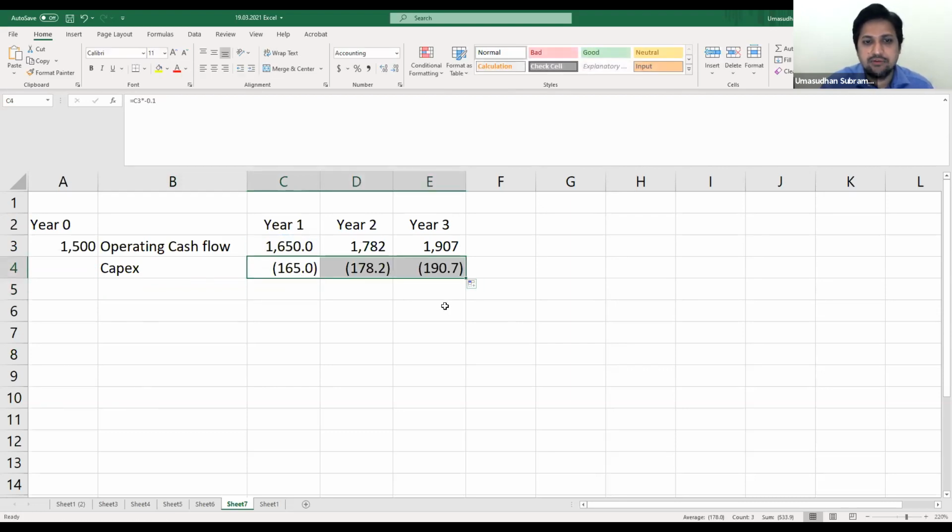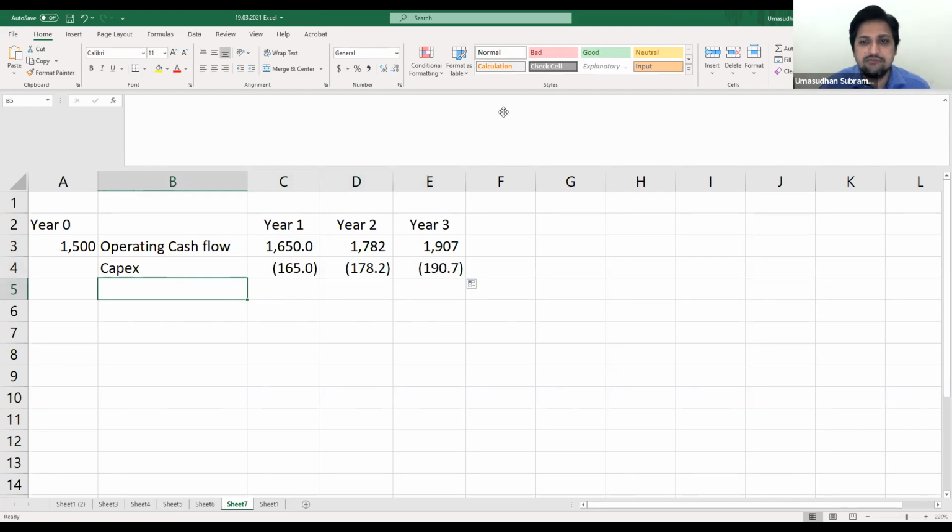10% of your cash flow. So that's going to be 190.7. And then do you have to deduct interest? Yes or no? Do you have to deduct interest for FCFE? When you are starting from operating cash flow, do you have to deduct interest to arrive at free cash flow to the equity? Free cash flow to the equity is after interest.